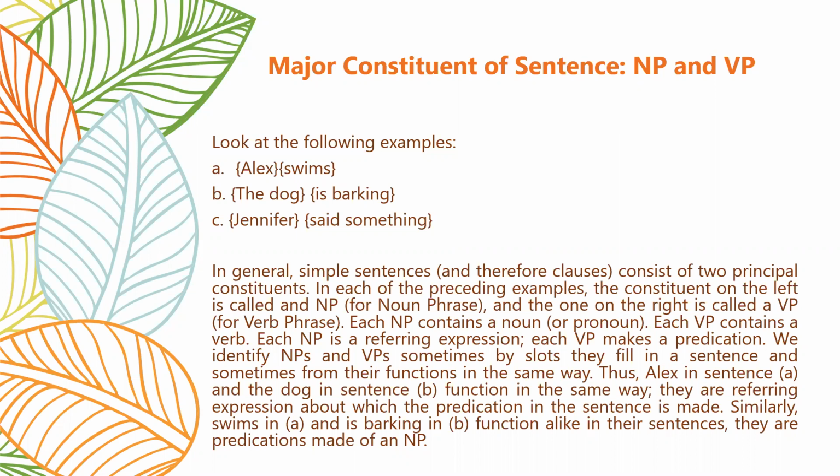But what is happening in the sentence C? Now, they are referring expressions about which the prediction in the sentence is made. Similarly, swims in A and is barking in B function alike in their sentences. They are predictions made of a noun phrase. So about the noun phrase, the prediction has been made. But what is happening in the sentence C? Let's see.